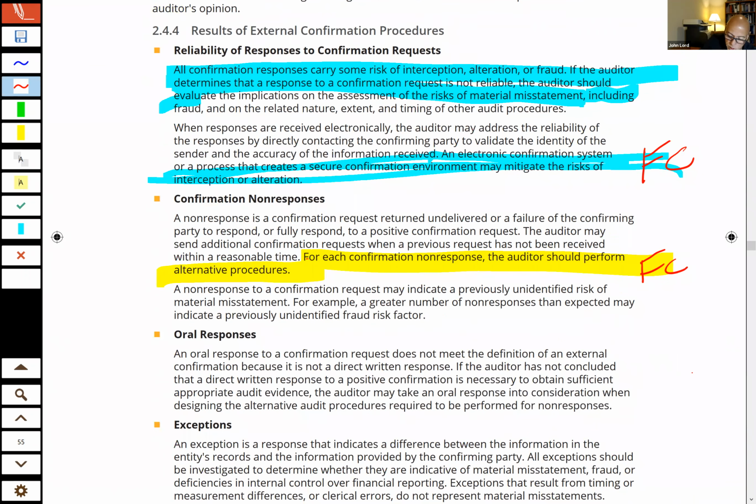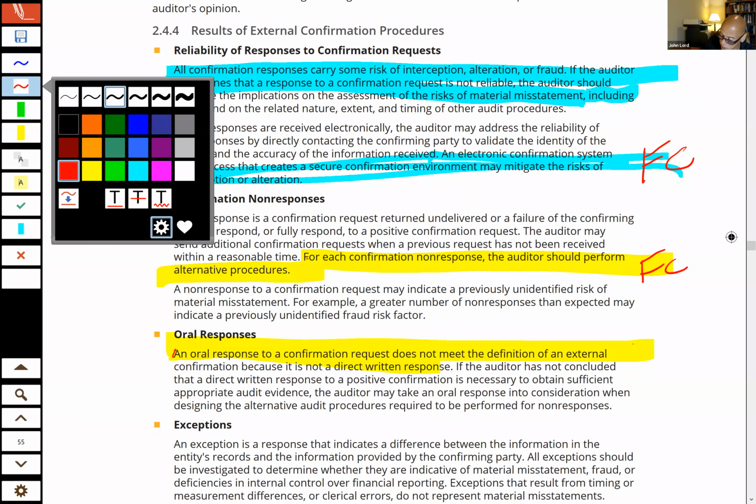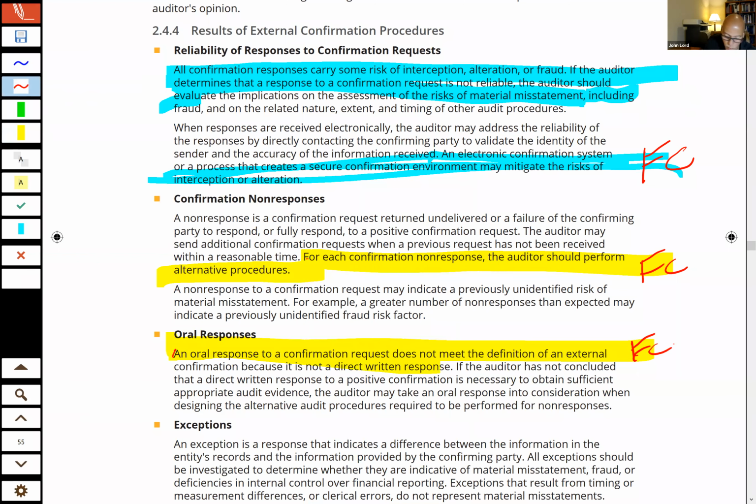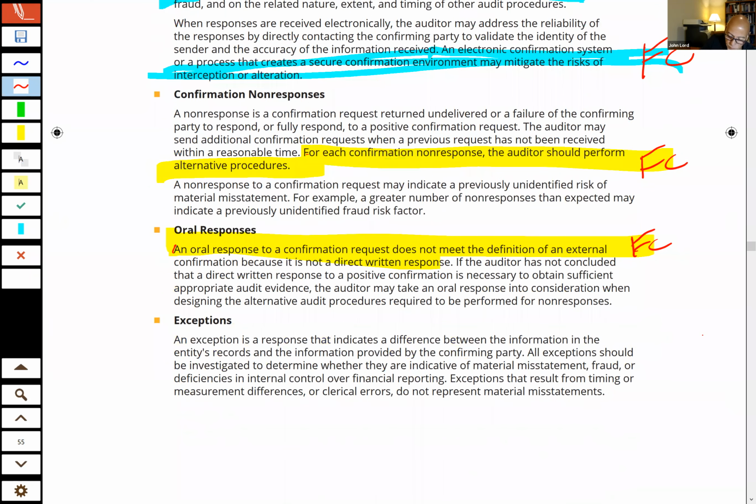Okay. Oral response, which we've already said, is not good enough. Okay, it has to be either electronic or some sort of written, hard copy response, but you cannot just ignore non-responses. Okay, and then finally, if you have exceptions, all exceptions should be investigated to determine whether they are indicative of material misstatement, fraud, etc.